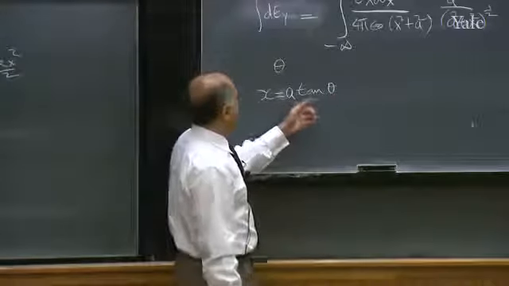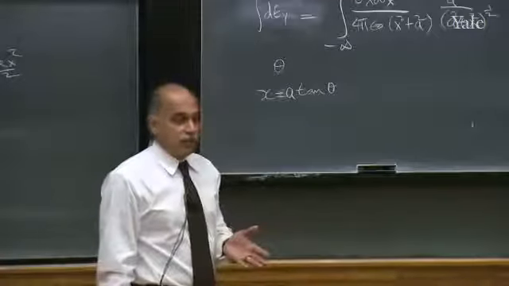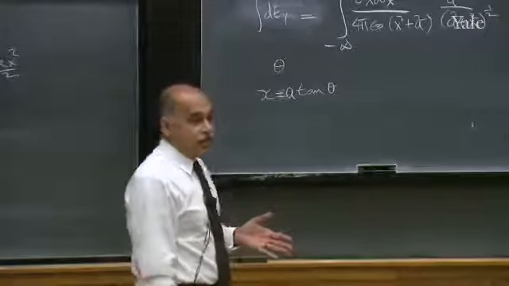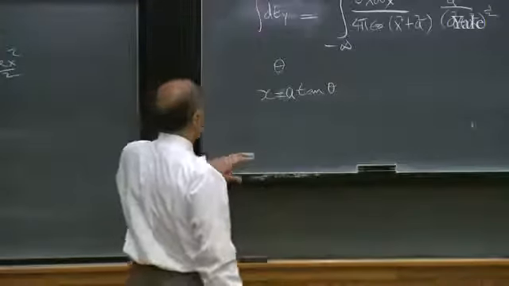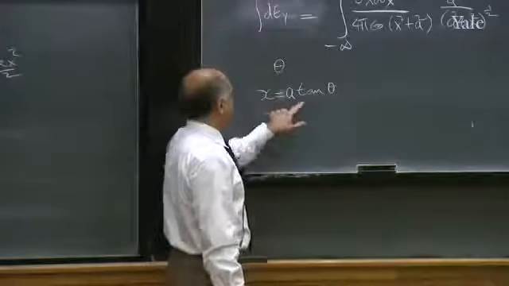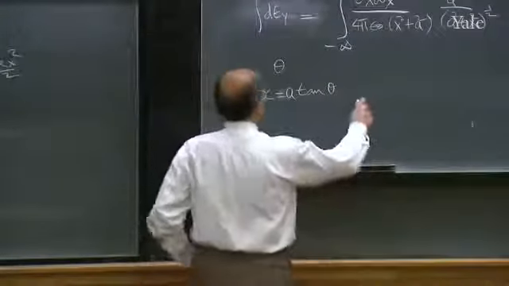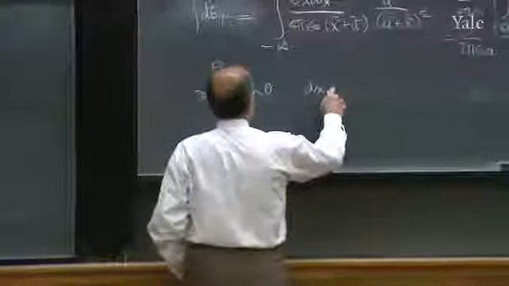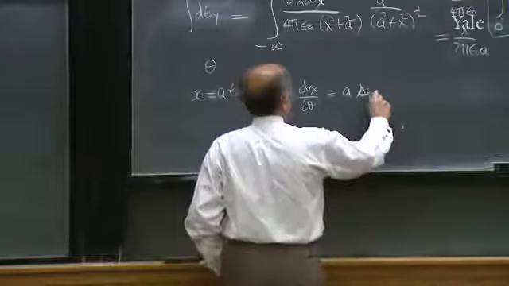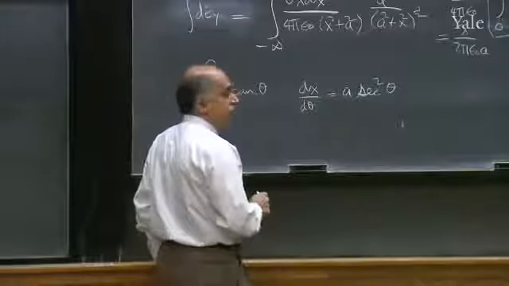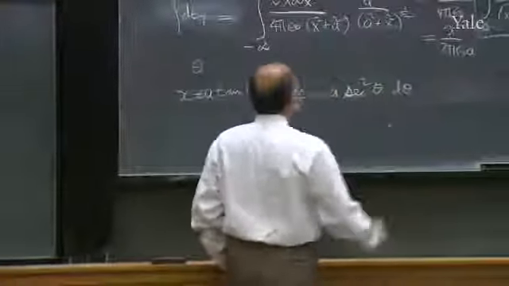You cannot say x equals a cosine theta, for example. You are doomed. If x is a cosine theta, the biggest x you can get is a, whereas I want this x to go from 0 to infinity. So when you make the change of variables, you have to make sure that for every x you want, there is some theta that will do it. Then the next thing you do, you say dx over d theta is equal to a times the derivative of tan, which is secant squared theta. Then you write that as dx equal to that.